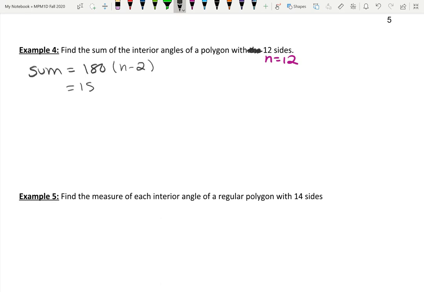And then substitute my n value and then simplify.